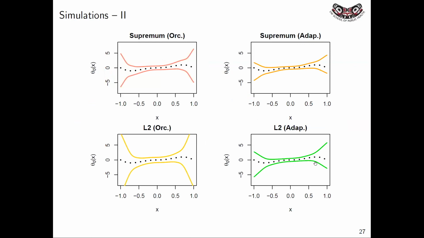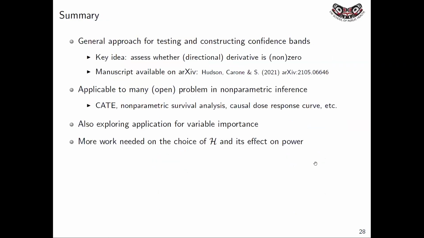So here are examples that you get, especially at the boundary, and these are different examples. The adaptive versions, both of them, work pretty well without knowing what that theta is, but we just don't have theory for that. Okay, so to summarize, what we've done is that we wanted to develop a general approach for testing and constructing confidence bands. And the key idea here was to do it based on directional derivatives, testing whether directional derivatives are non-zero or not.